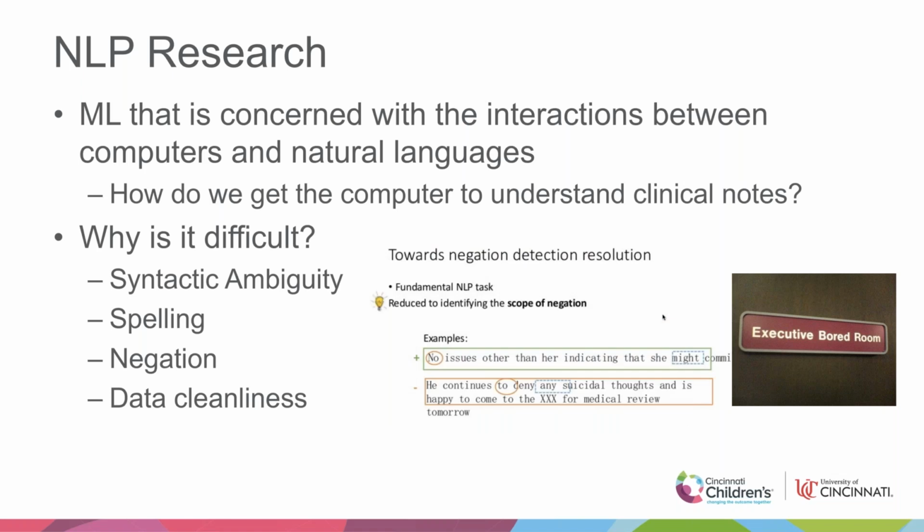The next is negation, and this is an example from Google from an idea of clinical negation. So here's an example. The first one on top is there are no issues other than her indicating that she might commit suicide. There is clearly a negation here, and there's something else that's important. And then the second one is that he continues to deny any suicidal thoughts and is happy to come, etc., etc. These two things mean very different things. However, there's a lot of different processing that you, the human, go through before you say, oh no, the first one is someone I might be concerned about, and the second one I'm not.